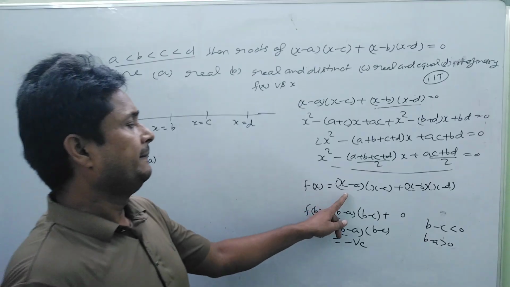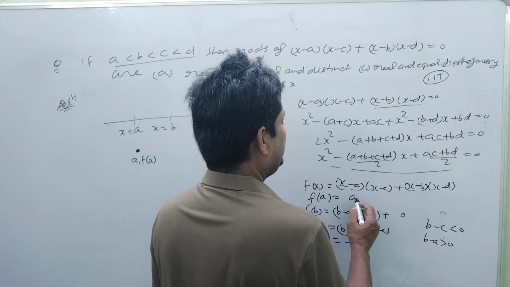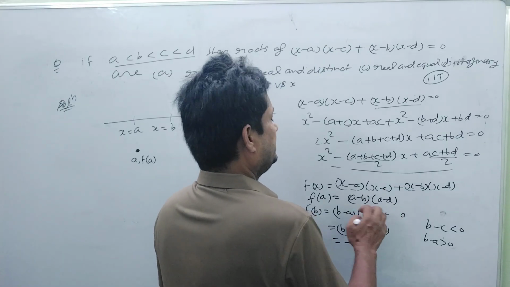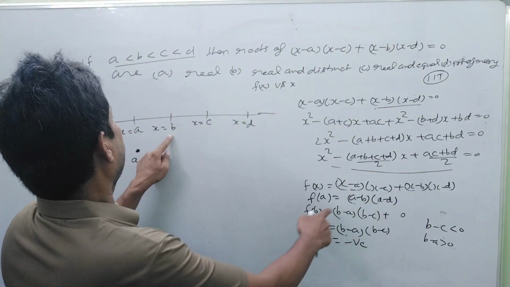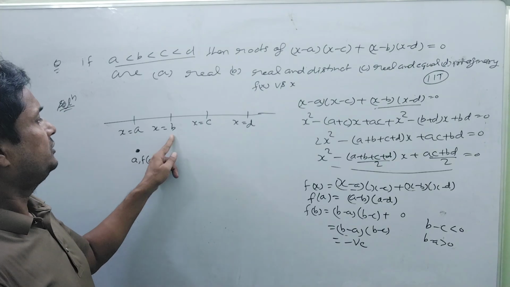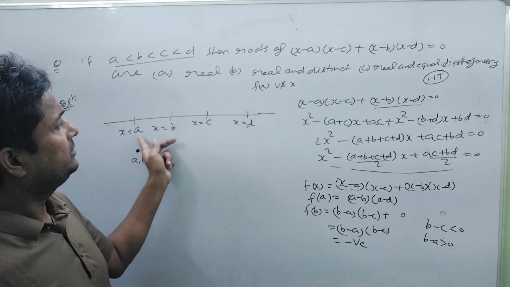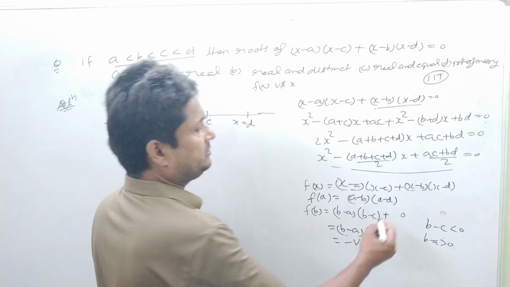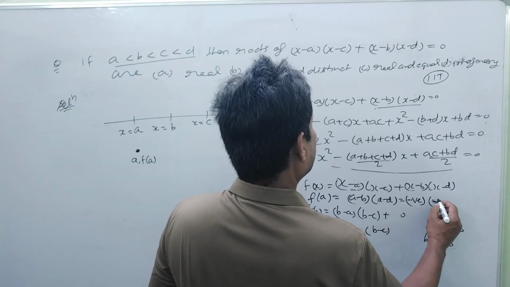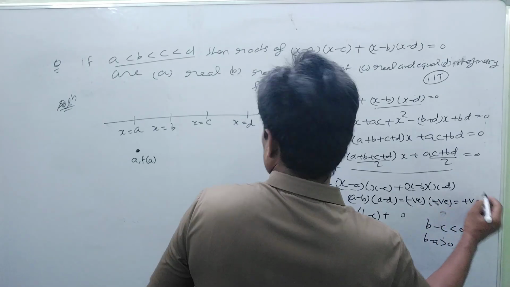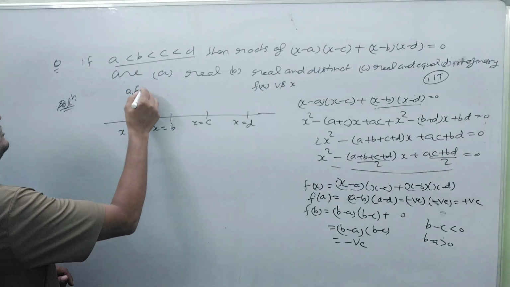First, f(a) was coming what? f(a) is (a minus b) into (a minus d). a minus b is coming negative, and a minus d is also coming negative. So this is negative into negative, which is positive. So f(a) is coming a positive value. So this is the point (a, f(a)).